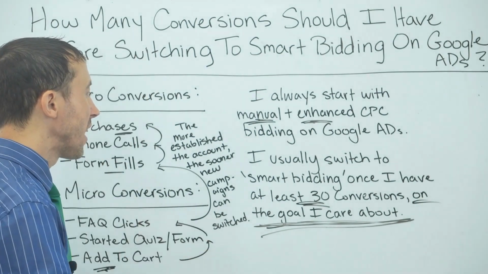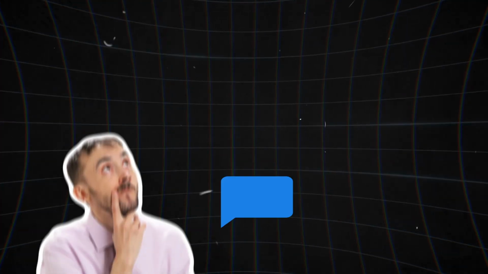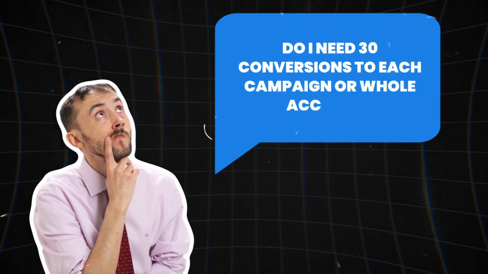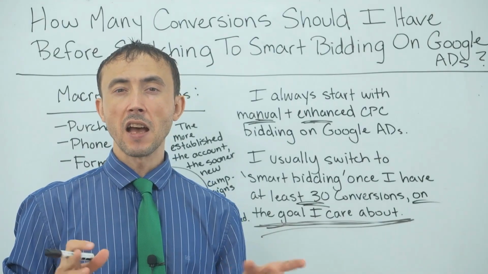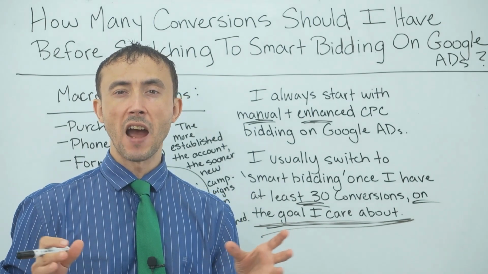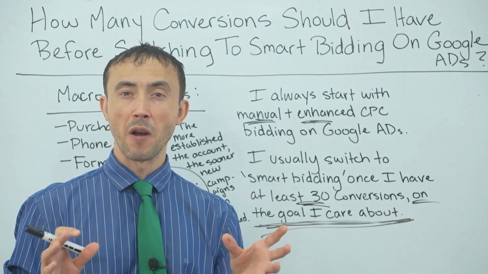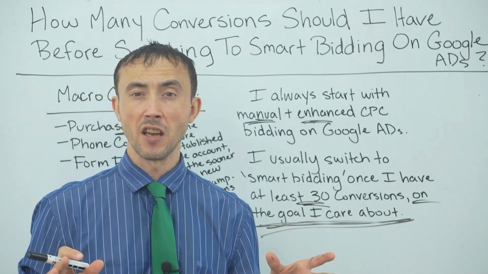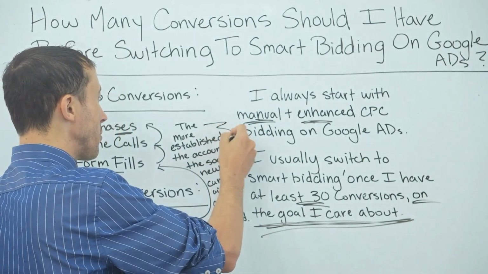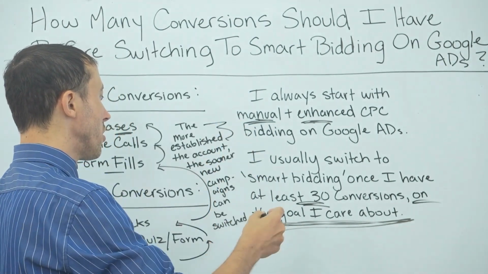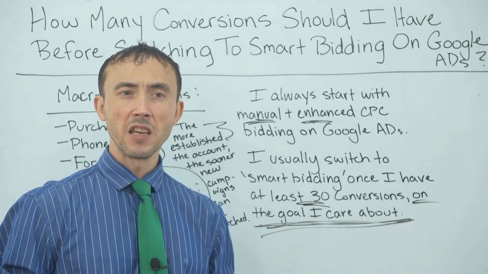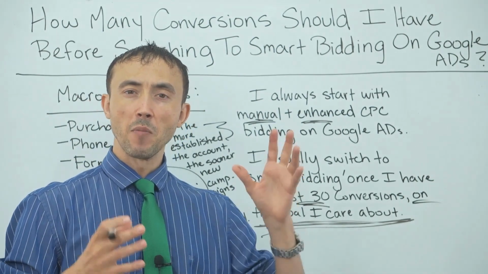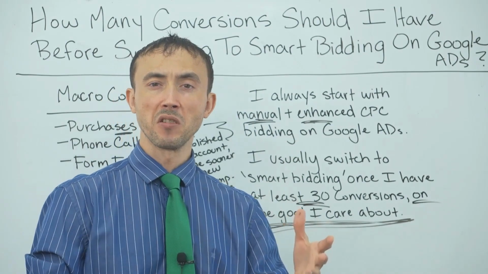And with that said, a lot of people think, do I need 30 conversions on each campaign or the whole account? That kind of depends on where you're at in the grand scheme of things, or at least what I would recommend and what I do here at our advertising agency. The more established your account, the sooner new campaigns can be switched over to smart bidding. So at the beginning, I'm going to have a bunch of campaigns, and then I'm going to switch all those campaigns to smart bidding all at once.